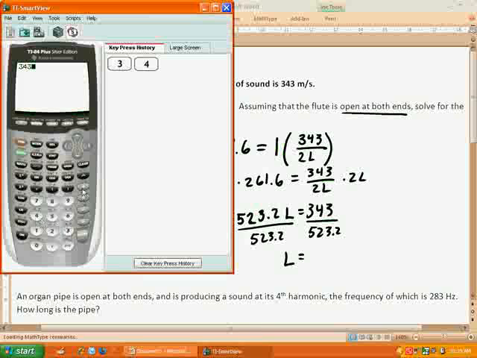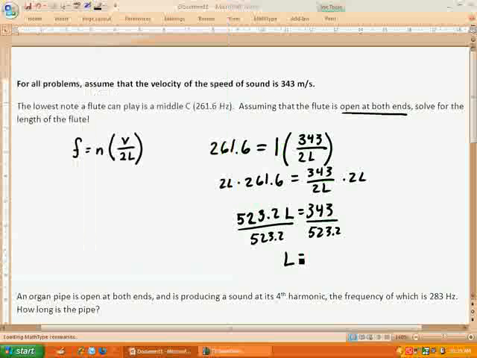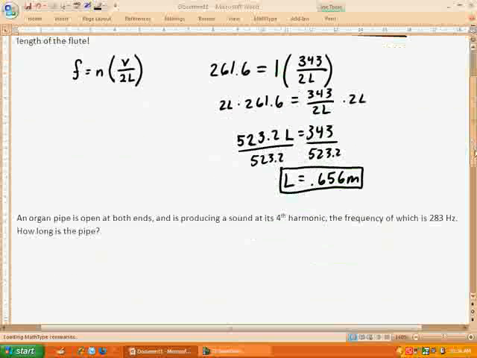Divide by 523.2, and we'll get that the length of the flute is 343 divided by 523.2, which is 0.656 meters, which is reasonable. That should be about the length of a flute. And so there we go. There's one problem. All right, let's look at another one that has a different frequency, a different harmonic.